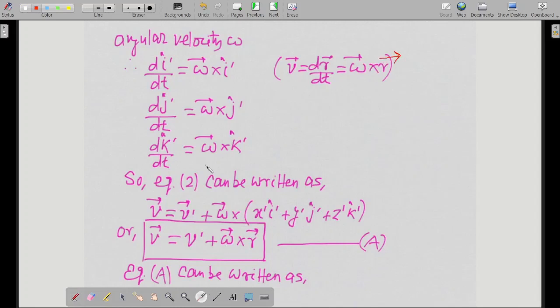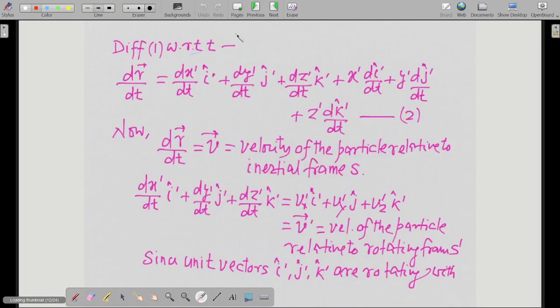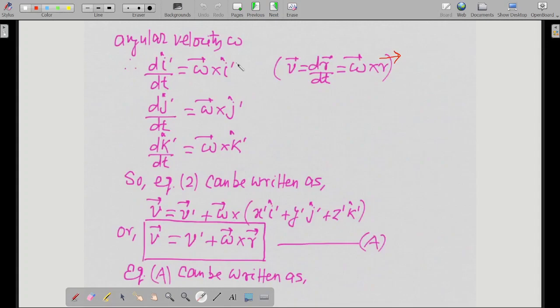Since the unit vectors i cap prime, j cap prime, k cap prime are rotating with angular velocity omega, you can clearly see that d i cap prime by dt will be equal to omega cross i cap, d j cap prime by dt will be equal to omega cross j cap, and d k cap prime by dt will be equal to omega cross k cap. Why will it be like this?